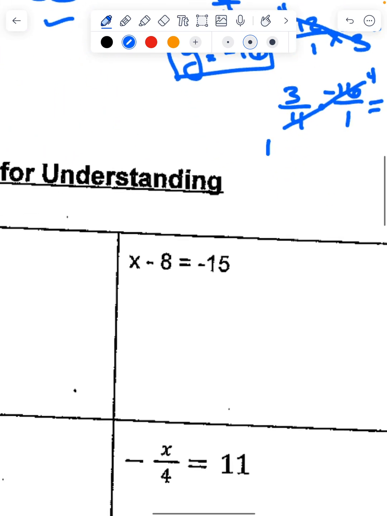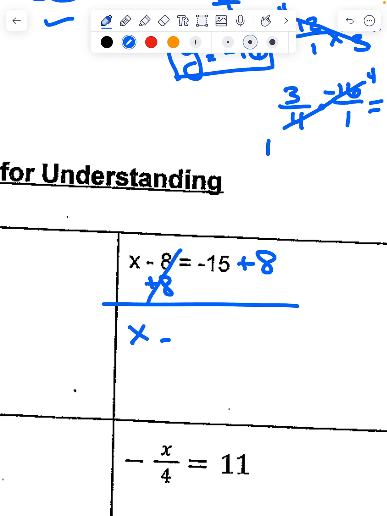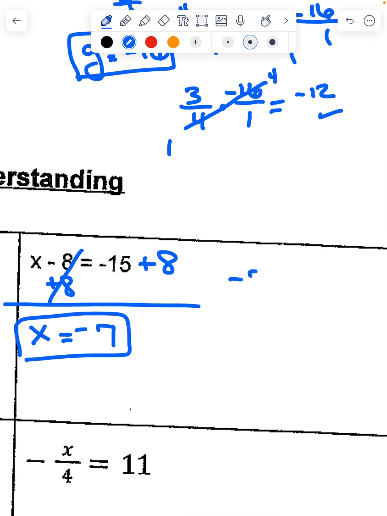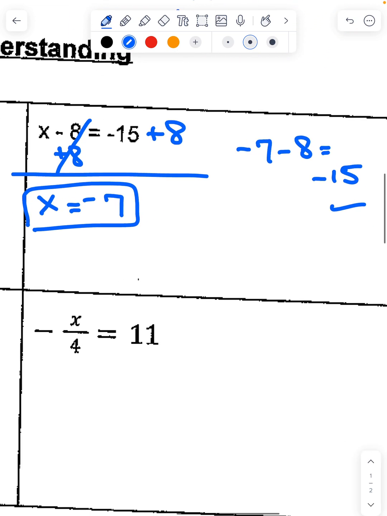So you're always doing the inverse operation. It says minus 8, the opposite, the inverse is to add 8. So negative 8 plus 8 is 0, it's gone. A negative 15 plus 8, those are different signs. Find the difference. There's more negatives. So then if I do a negative 7 minus 8 more, that is a negative 15. That checks out. So it's a good thing to always go back and check your work, make sure you understand it.